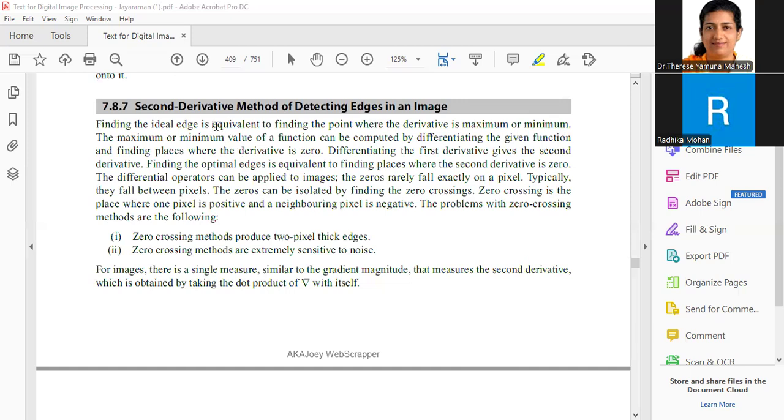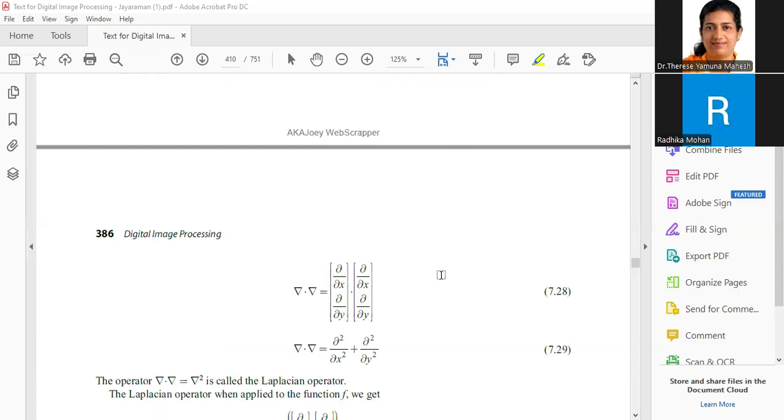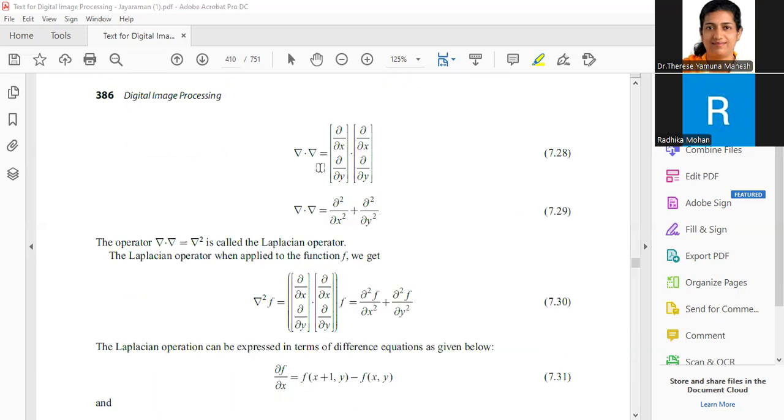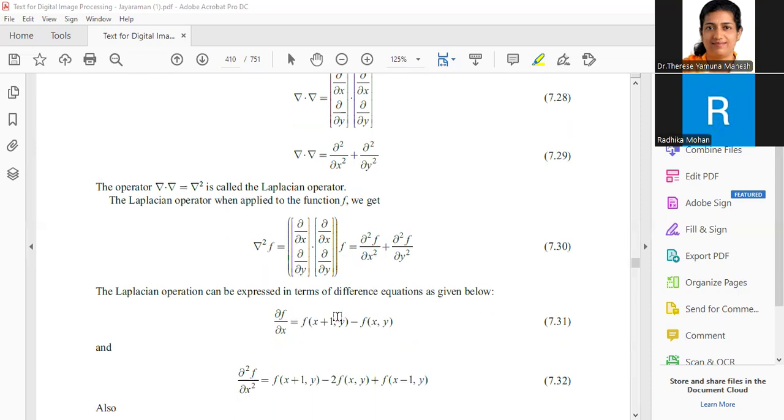Then what we have to see is the second derivative method of detecting edges in an image. So we take del dot del, that is dou squared by dou x squared plus dou squared by dou y squared. So what we have to find is the function dou square f by dou x squared plus dou square f by dou y squared. We know that dou f by dou x is f of x plus 1 comma y minus f of x comma y.